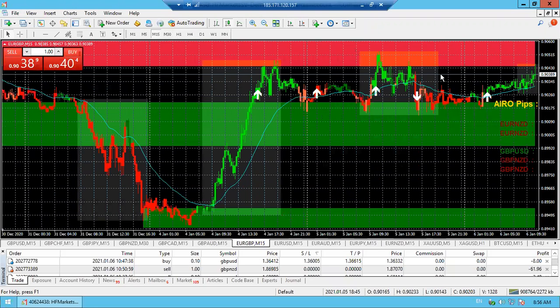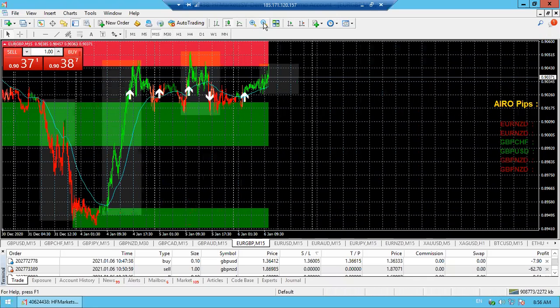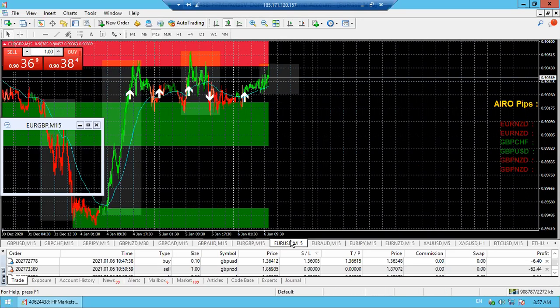So let's check out Euro GBP. Well, they are close to support and resistance, consolidating, ranging. So let me see. No, this is a very volatile market, Euro and GBP. No, nothing there, no opportunity there. So let's check Euro USD.